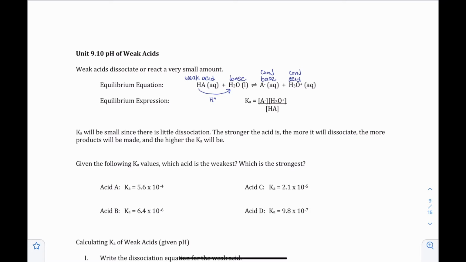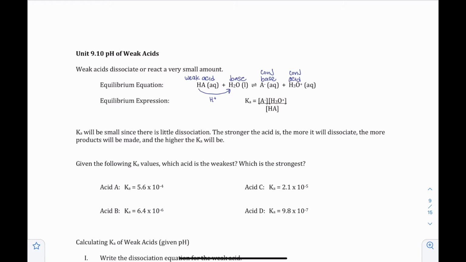The equilibrium expression is products over reactants, so Ka, where A stands for acid, equals the concentrations of the conjugate base times hydronium over the weak acid. Remember that liquids don't affect concentration, so we should omit water from the equilibrium expression. The value of Ka will be small because there's very little dissociation in weak acids.